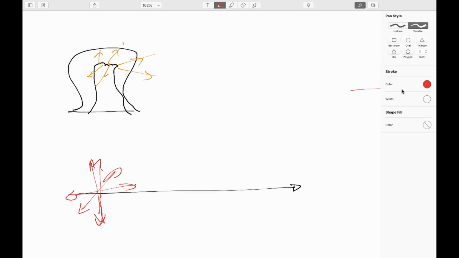So there are devices. So for instance, if you have polarized sunglasses, you could stick a sheet of polarizer in the way here.